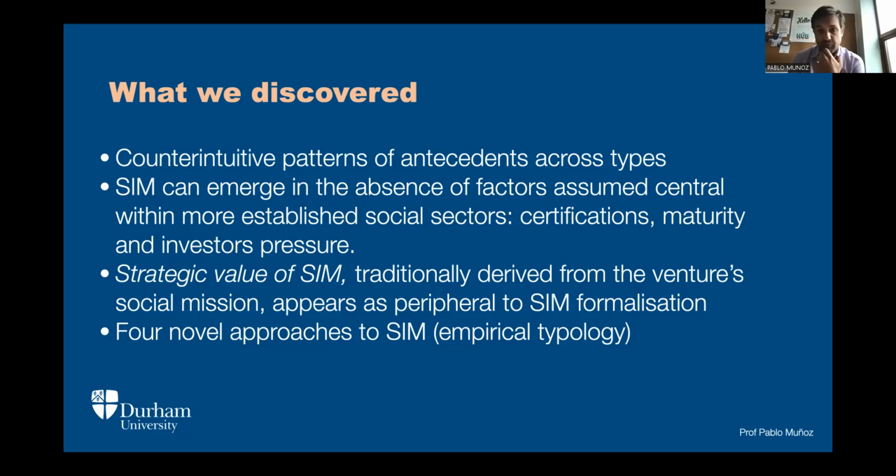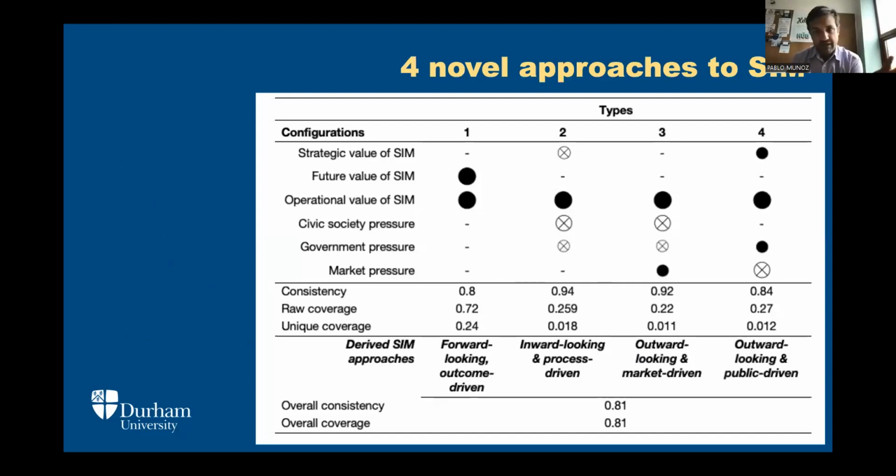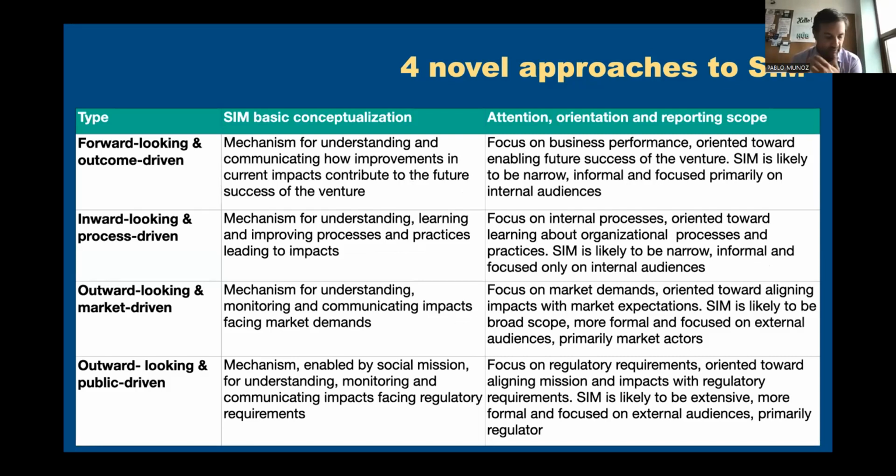And then we found four novel approaches to SIM, that we turned into an empirical typology. That's the fsQCA that you can see in the paper in detail. And from it, we have four SIM approaches. That means that there are four different ways of formalizing social impact measurement in non-institutionalized contexts. So here's a summary, and we play a bit with the findings from the QCA and with the interviews to offer somewhere halfway in between an empirical typology and a normative framework, to inform decision making.